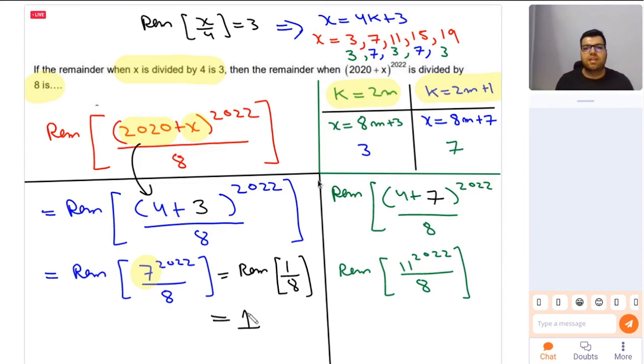Great. So the answer is equal to 1 if we are considering the remainder of x with 8 as 3. So the answer is coming to be 1 in this case. What about the other case? Ideally, if this is a subjective, integer type question, there is only one unique answer. So the answer should be 1 for this case also. But is it happening? We have to check.